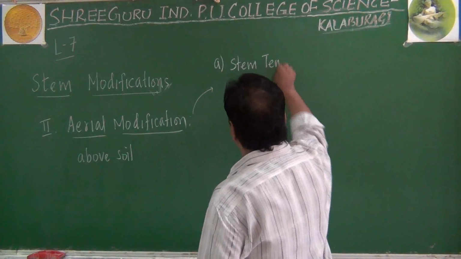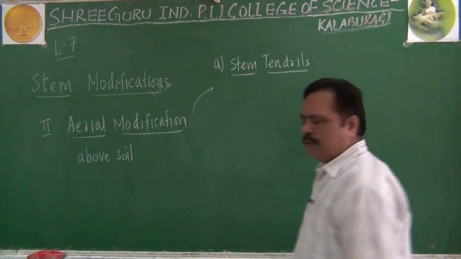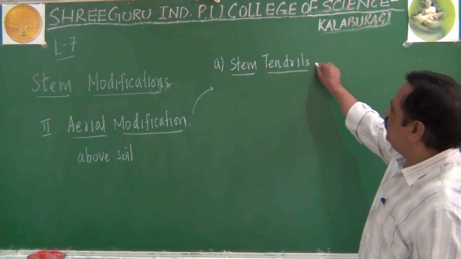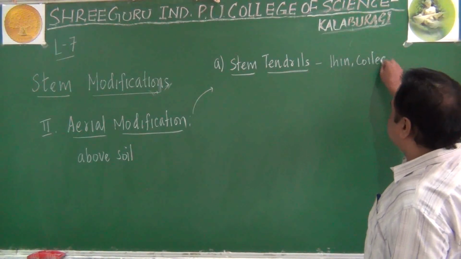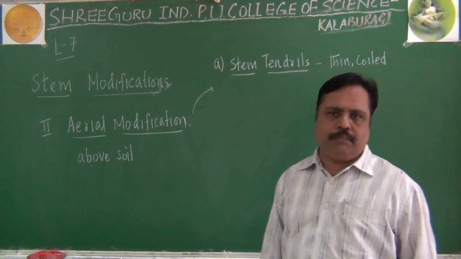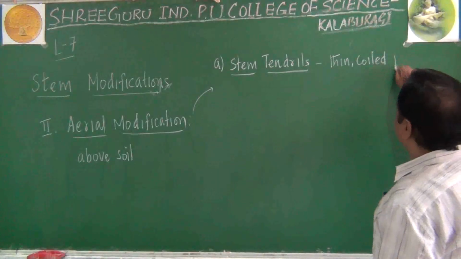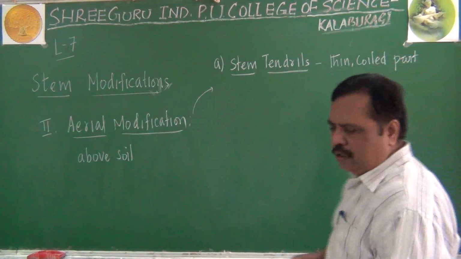They can be called stem tendrils. What are tendrils? The tendrils will be very thin, coiled parts of the stem, we can say. Very thin and coiled part of the stem. That is called a tendril. Where do we find this coiled part?